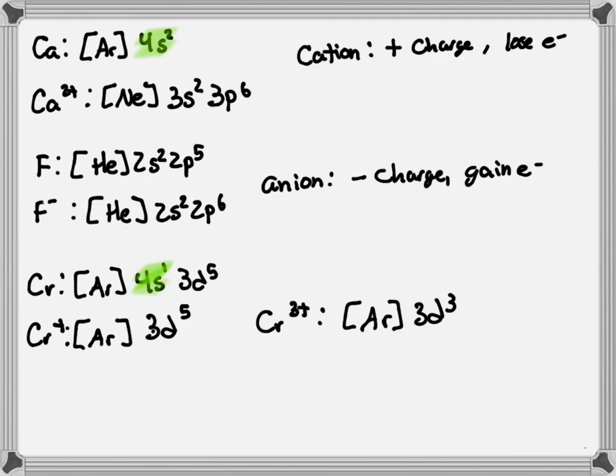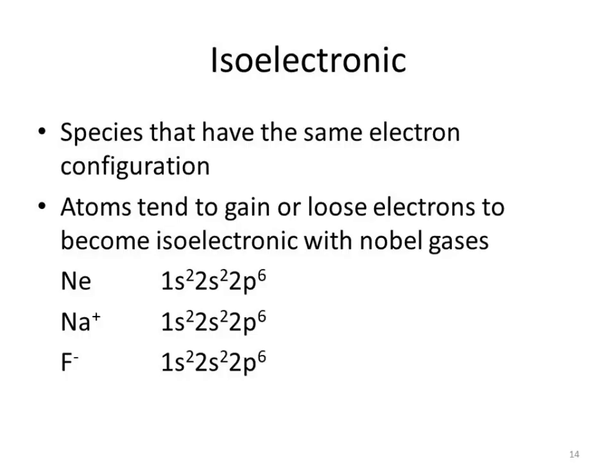Now, what ends up happening is elements want to have an octet. So most things are going to ionize such that they will have an electron configuration identical to one of the noble gases. If you notice, calcium again had the ion there, the +2, which has the identical configuration as argon. Fluorine, when I make the fluoride ion, has the identical electron configuration of neon. What we call this is isoelectronic. If I have the same electron configuration, I am isoelectronic to another species.